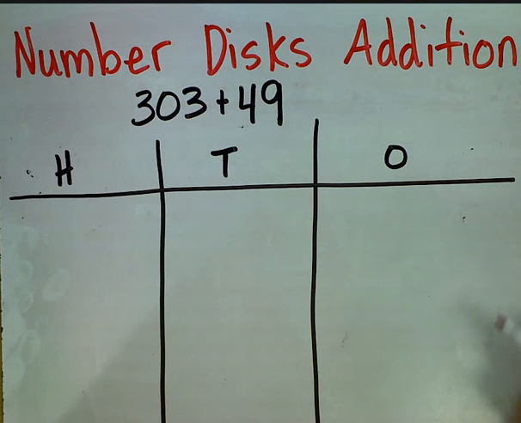Other students may draw open circles versus closed circles. Some students may draw the first number up top, make a line, and draw the second number. Any of those strategies will work to help them stay organized.